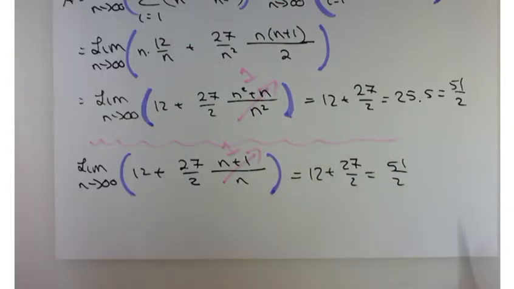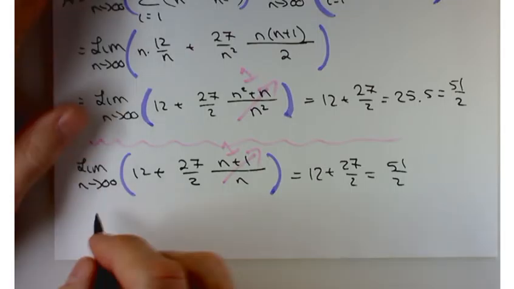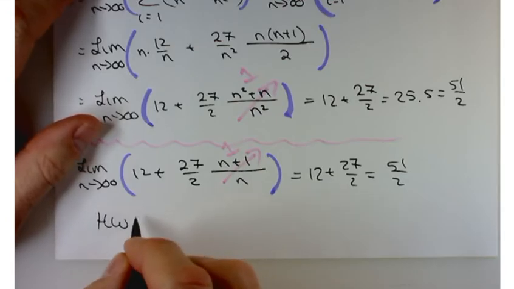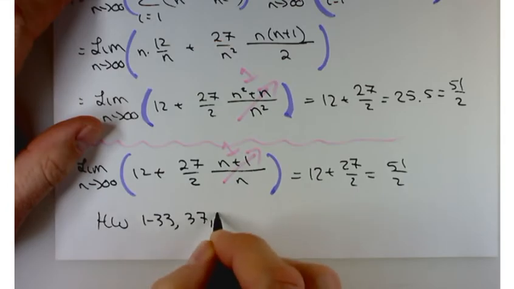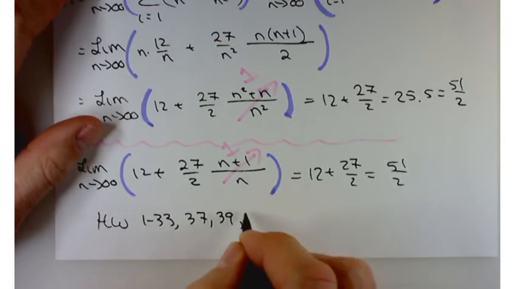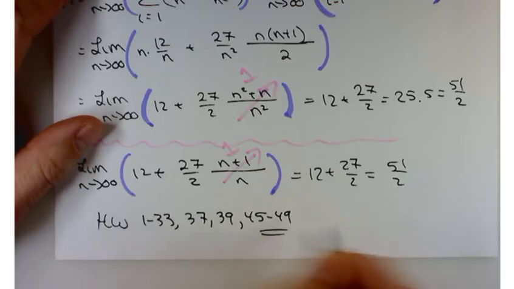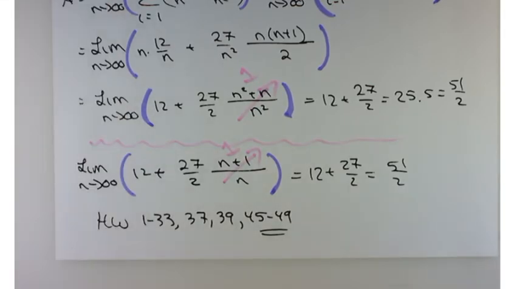51 over 2. Great. All right, let me give you some homework. For homework, try 1 through 33, 37, 39, and 45 through 49. These are ones like what we finished up with, the area problems. And I'm not going to give you anything really obscene in terms of an area problem to deal with. You're not going to have to deal with sine or cosine or tangent or anything like that. It's just going to be very, very simple polynomials.